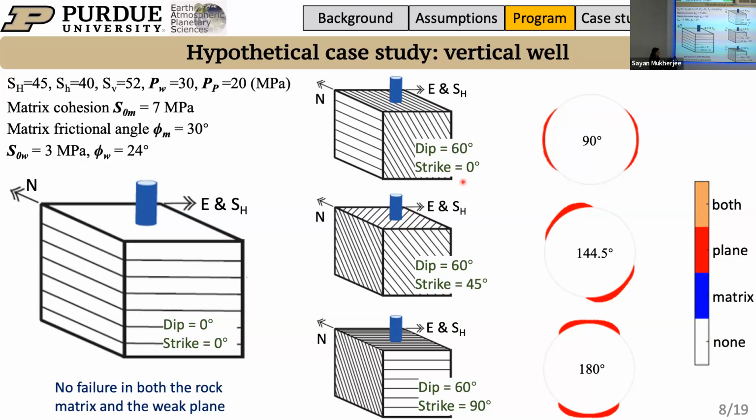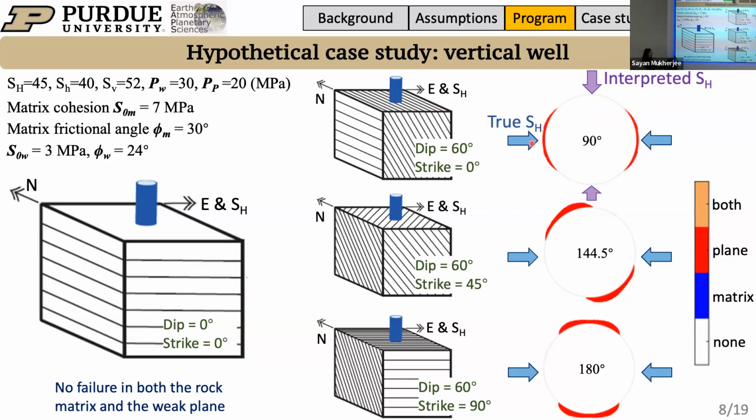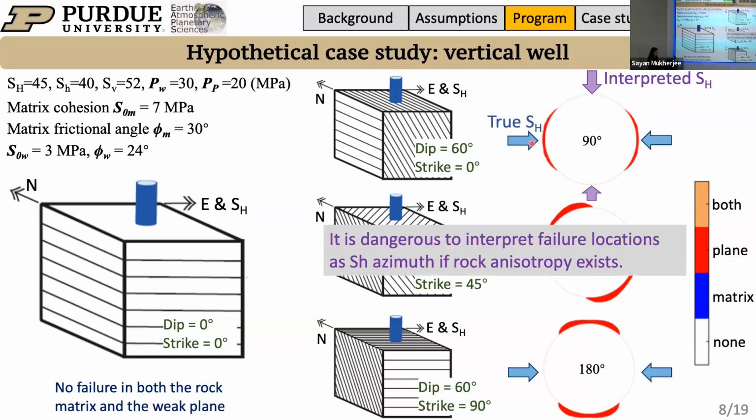And if we only focus our attention on the first row here, and we assume this is what we find in the field, then here is a breakout happening at 90 degrees. Based on the conventional analysis, we will do a simple interpretation that here is our interpreted maximum horizontal stress, because the conventional analysis says that the breakout happens perpendicular to the maximum horizontal stress. But we could immediately know that it's not true, because here is my applied maximum horizontal stress that I applied at the beginning.